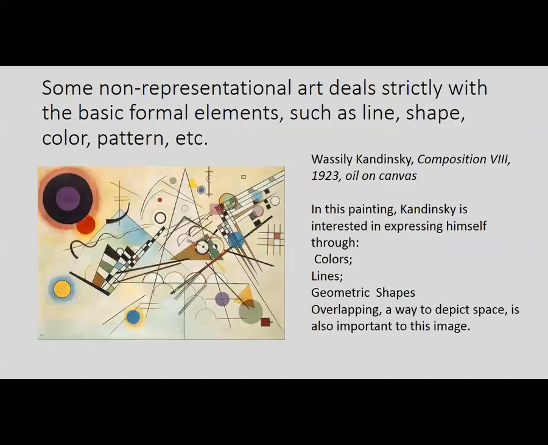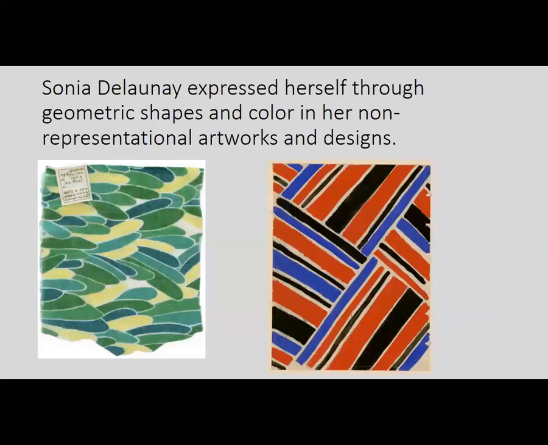So some non-representational art deals strictly with the basic formal elements. So in this Kandinsky painting, he's got colors, he's got all sorts of lines and thicknesses of lines, he's got geometric shapes, he has overlapping. So that's a way of depicting space, which is also important to this image. But you can't look at that image and go, oh yeah, this is about my trip downtown and then there was a wreck. So it's not about anything specific. It's more about colors, lines, shapes, things like that.